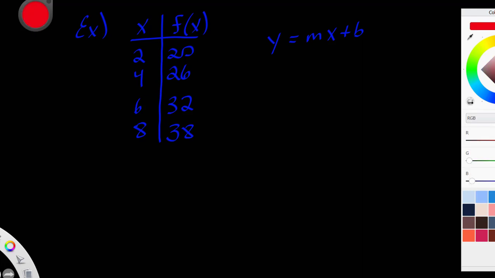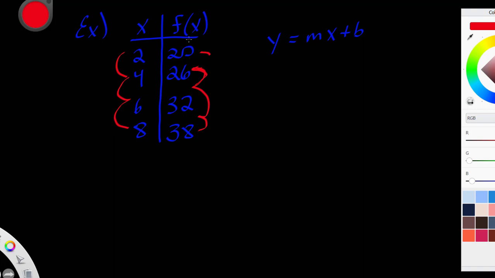Now I can tell that this is a linear equation because as these increase in a constant manner, so these increase by 2, we can also see that these increase as well by 6. So that is one of the characteristics of a linear function, is that they always increase in a constant manner.